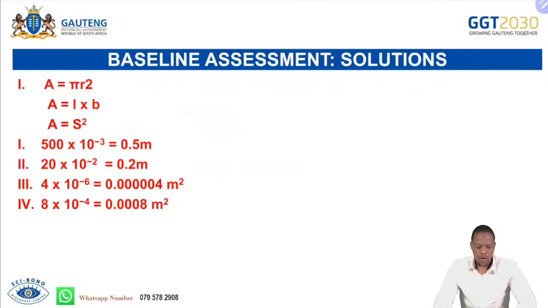Okay, so the area of a circle is given by the formula pi r squared.